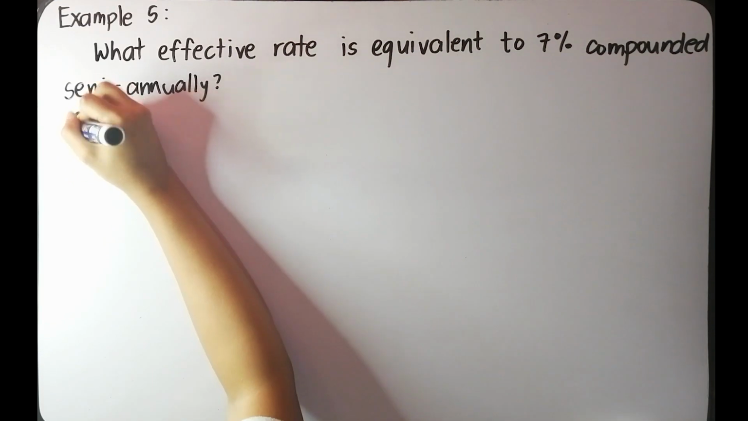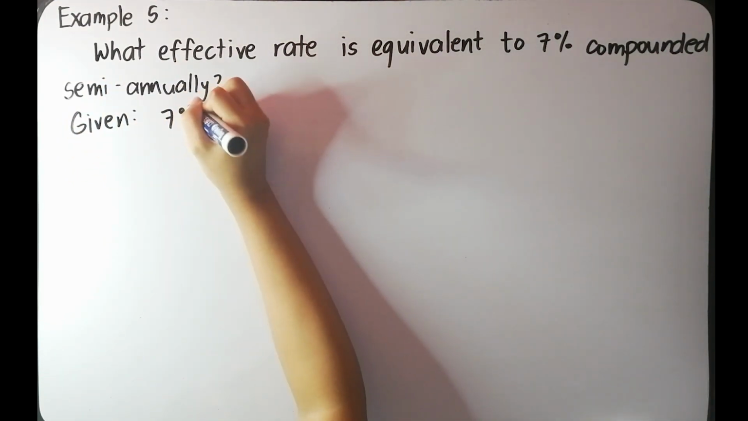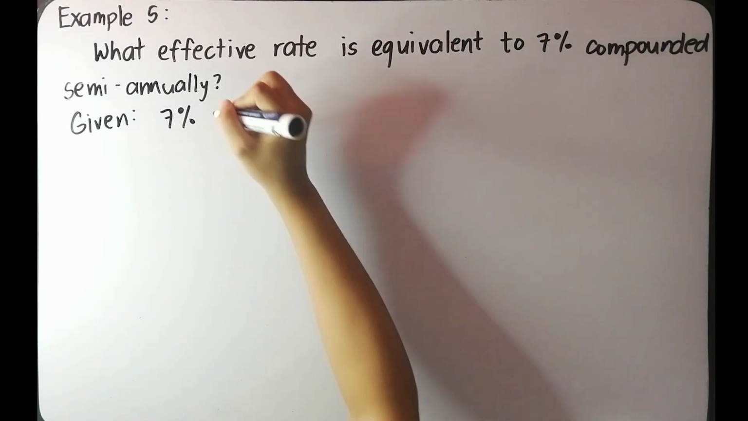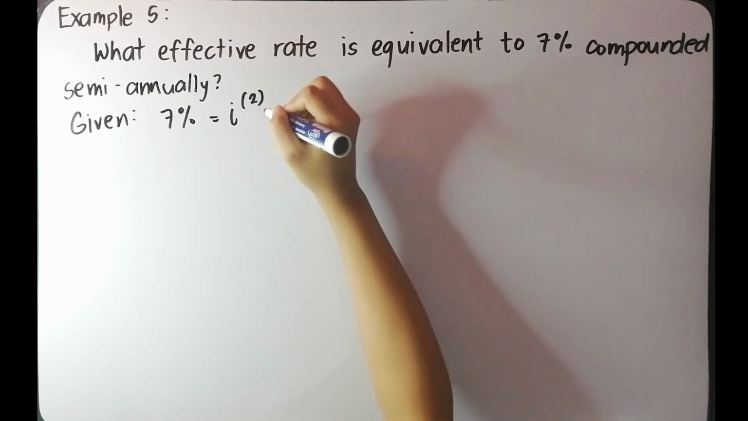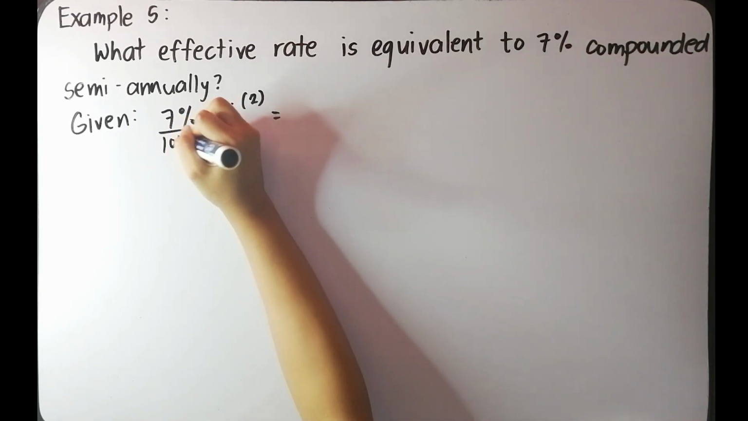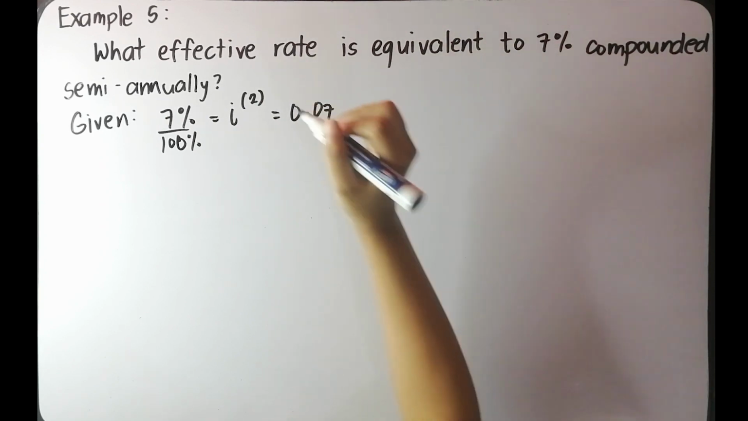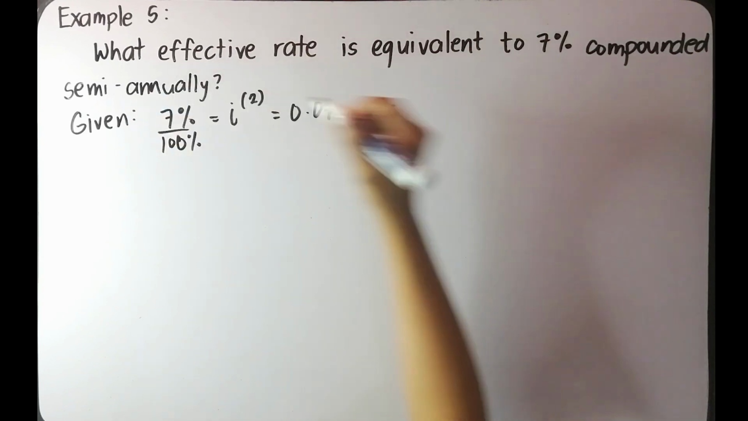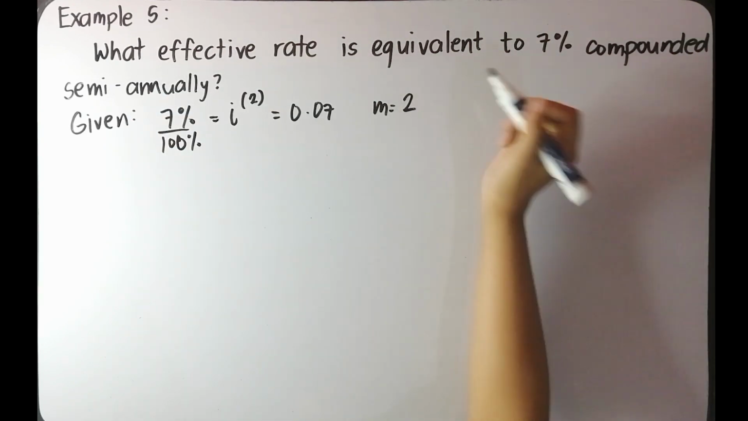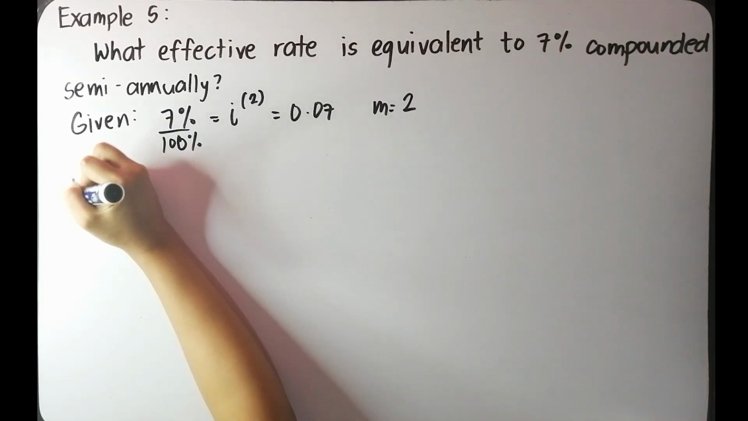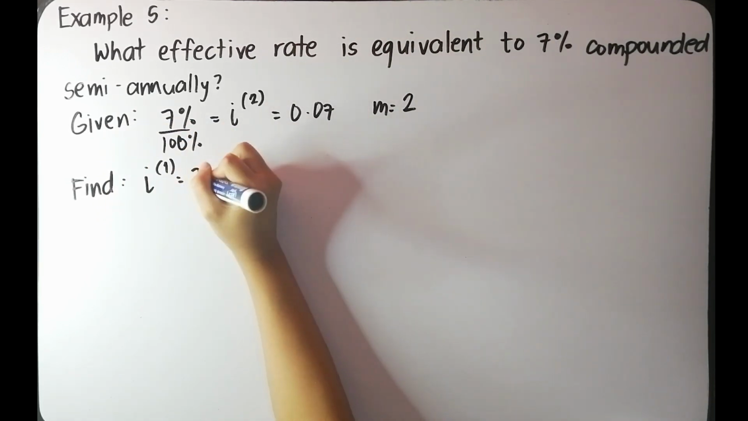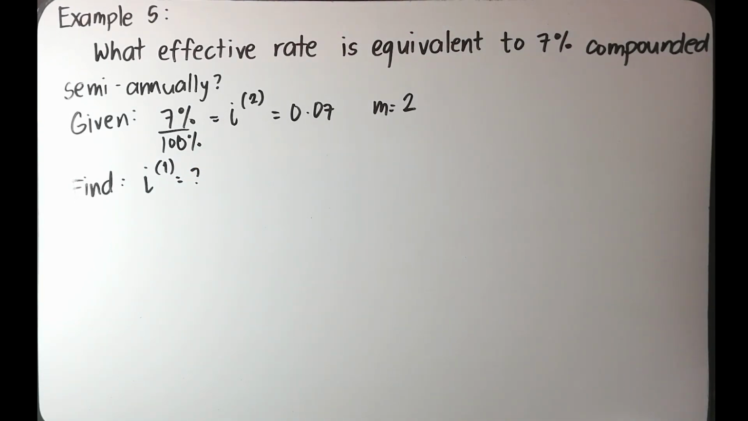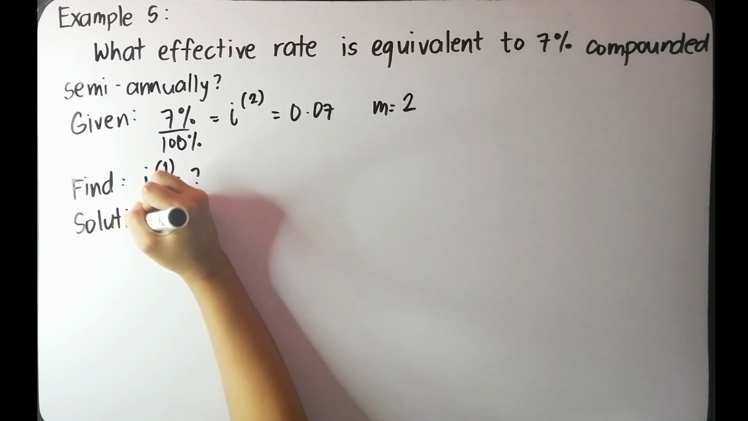So we have here, given, 7%, which is your i compounded semi-annually, or i^(2). In decimal, when we divide it by 100%, that is equal to 0.07. And our m, or conversion period, is semi-annually, so we have 2. What effective rate? We are looking for the effective rate, our i^(1), or the annual rate. So let's have our solution.